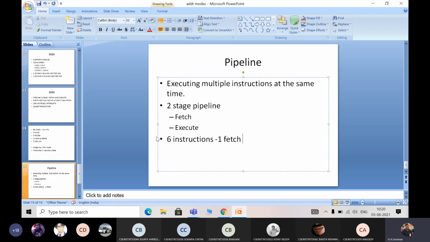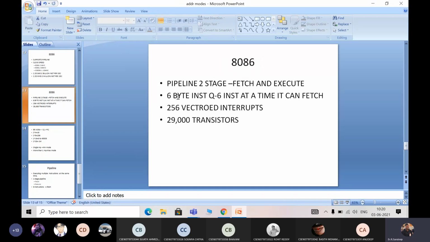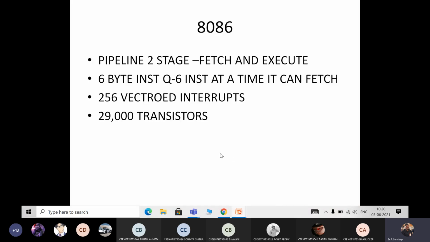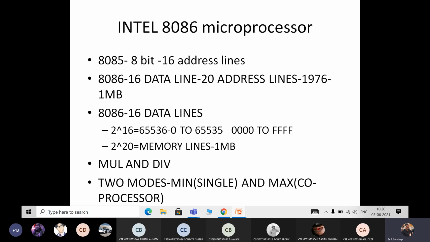In 8086 microprocessor, especially, it can fetch 6-byte instructions at a time. Why? Because we have one queue, and that queue is capable of handling 6 instructions at a time. All those will be placed in the fetch stage, and based on the requirement, the instructions will be moved to the execute stage. And it will support 256 vectored interrupts, and it is made up of 29,000 transistors. So these are the major features of 8086 microprocessor.